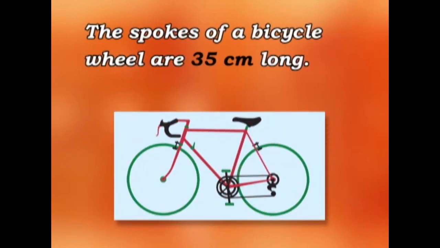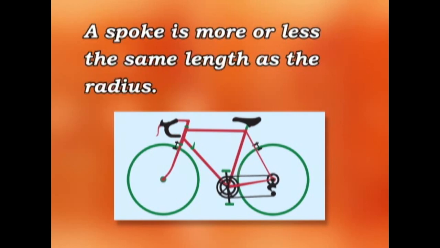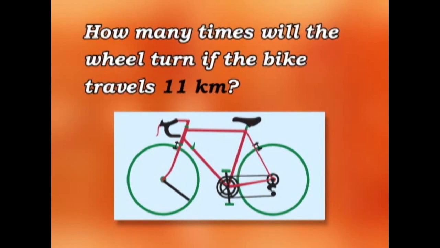The spokes of a bicycle wheel are 35 centimeters long. A spoke is more or less the same length as the radius. So how many times will the wheel turn if the bike travels 11 kilometers? Well, let's try and find out how far the bike travels when the wheel turns once.